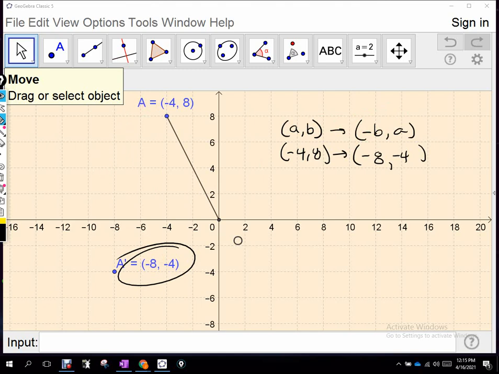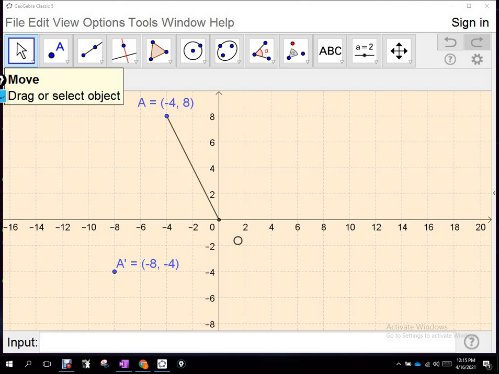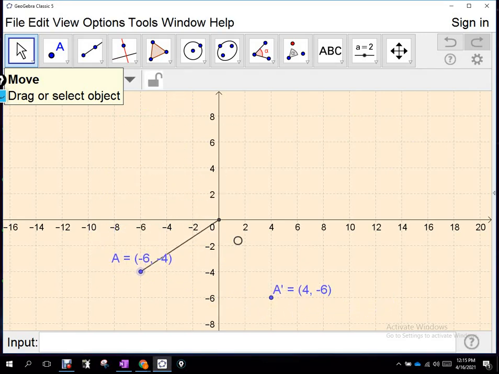Let's see if that happens elsewhere. Do they flip? Does this one become negative? Because when I flip, it's negative 4, negative 6, right? But then I negate a negative, and negating a negative turns this into a positive. Okay? And then we can do the same thing over here. They flip, so 6, negative 4 flips to negative 4, 6. And if I negate the first one, it turns into a positive.